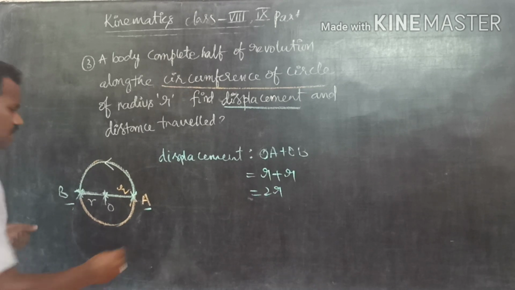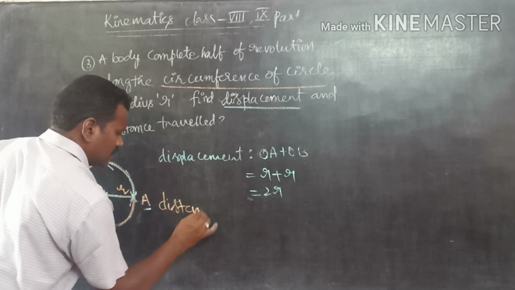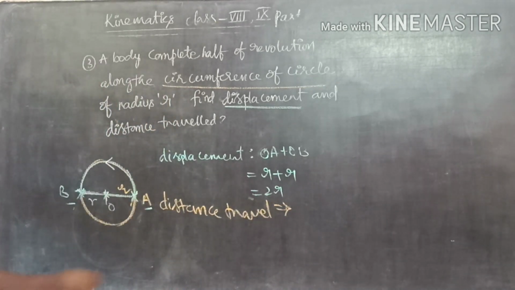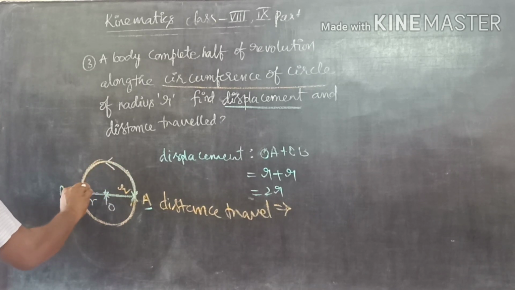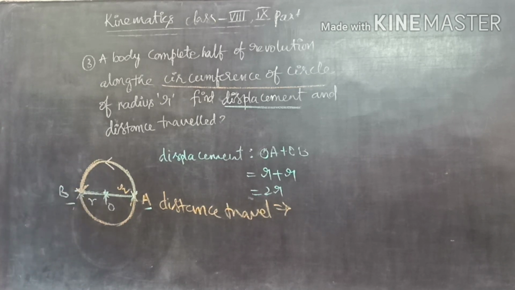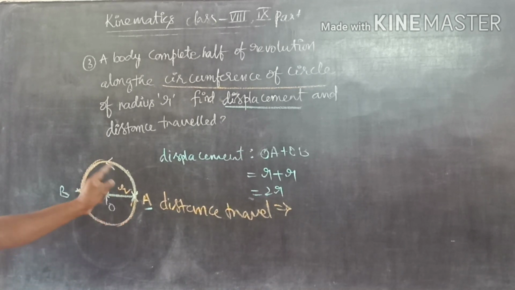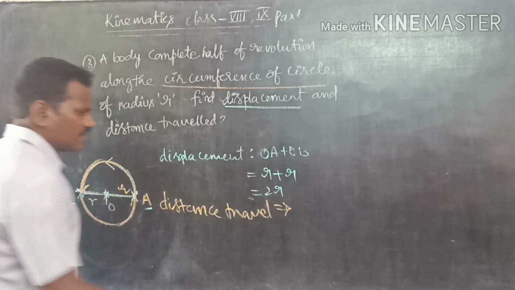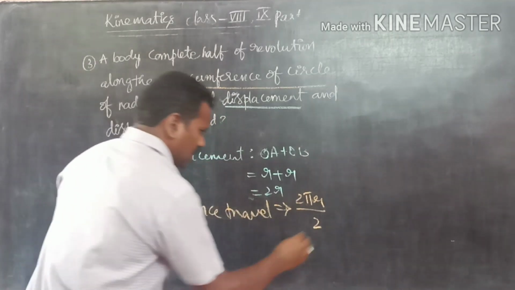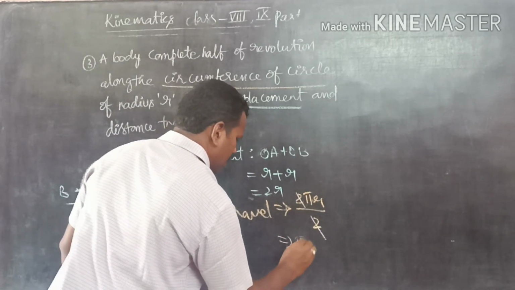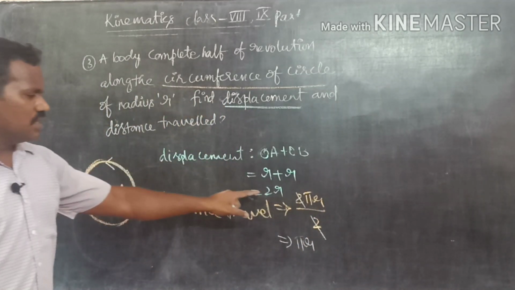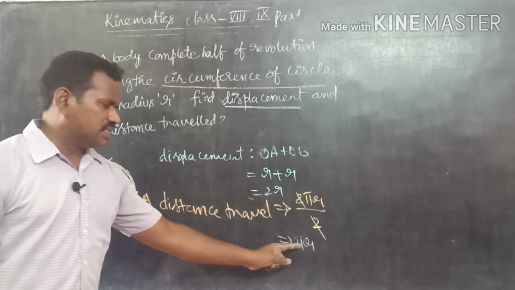Now I require the distance traveled. Distance traveled is the total path taken by the body during its journey, the longest path taken by the body. This is half of the circumference of the circle. Distance traveled is equal to half of the circumference, that is 2 pi r by 2. Cancelling 2 and 2, we get pi r. That means displacement, the shortest path, is 2r, and distance traveled is pi r.